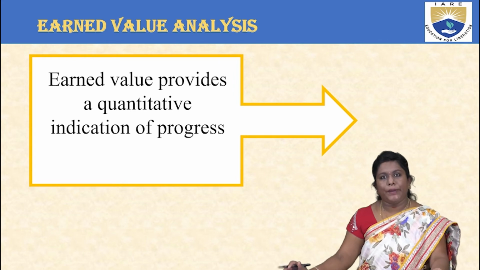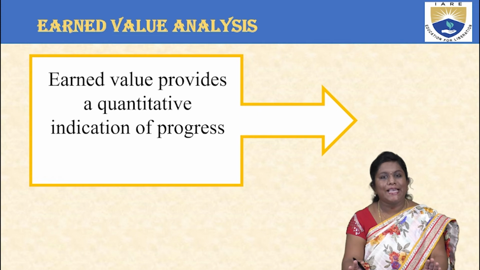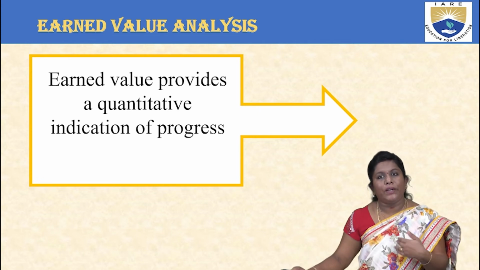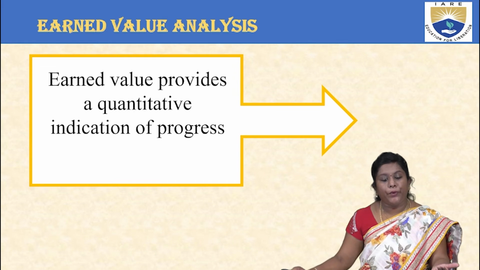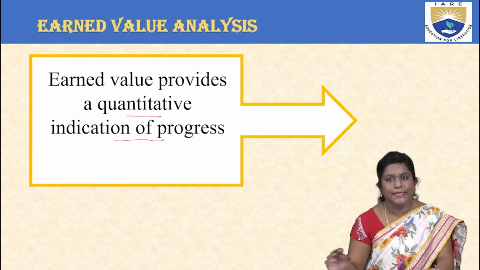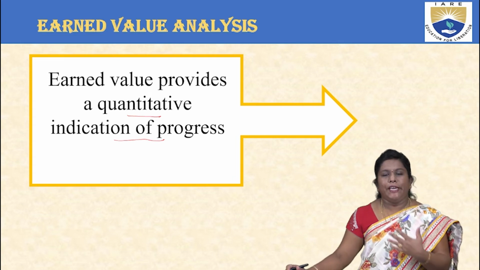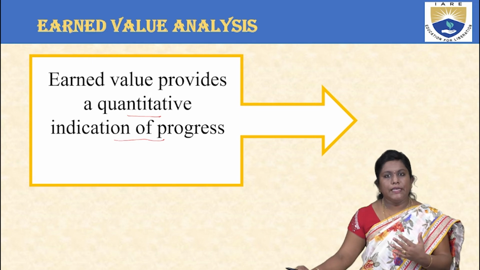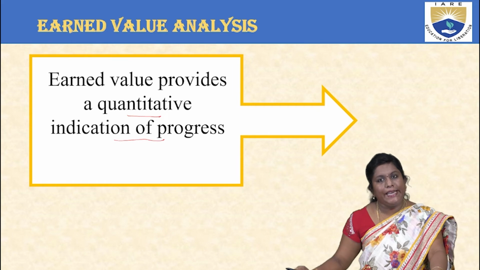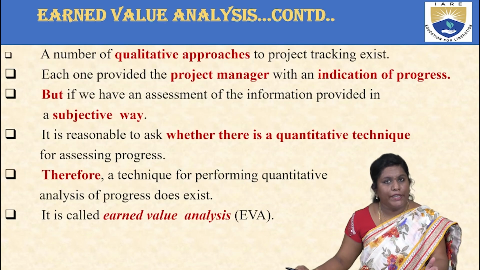And our next topic is earned value analysis. In short, it is called EVA. Now, what is this trying to give us, or what is it trying to provide? It is trying to provide a quantitative indication of progress, meaning how our progress is being monitored, given by this particular expression, that is EV. Earned value is nothing but how our progress is being monitored.